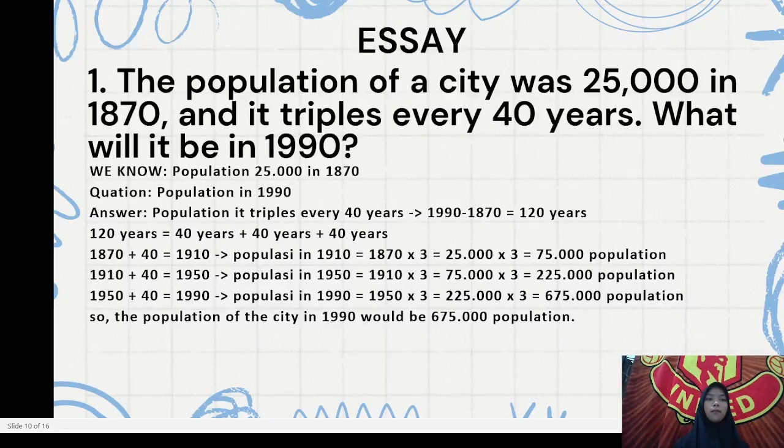1910 plus 40 is 1950. The population in 1950 is 75,000 times 3, which is 225,000 population.